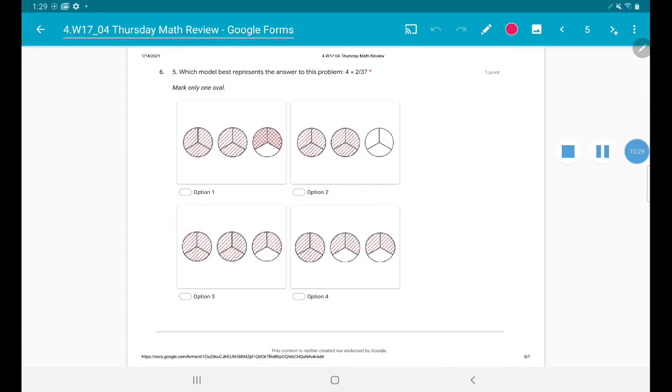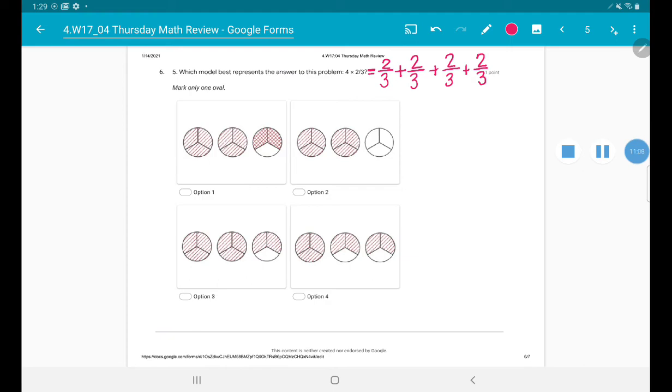We've got one more question. It says, which model best represents the answer to this problem? 4 times 2/3. So if I'm doing 4 times 2/3, we know that we can think about multiplication as repeated what? Addition. So I'm going to have 2/3 plus 2/3 plus 2/3 plus 2/3.